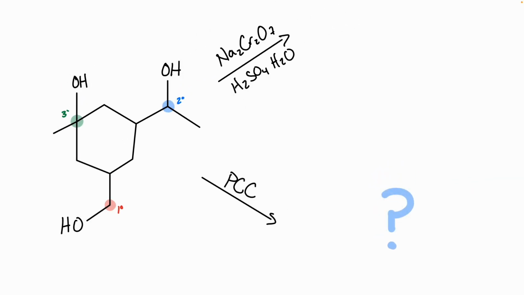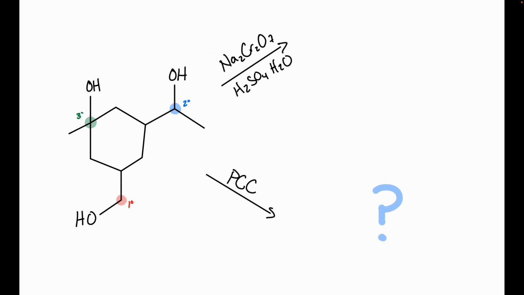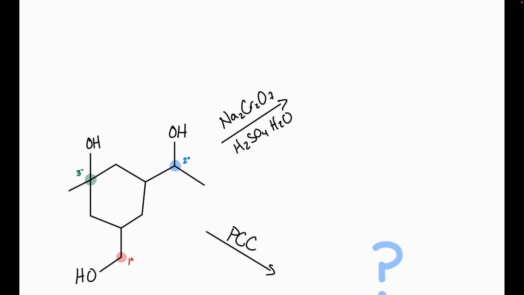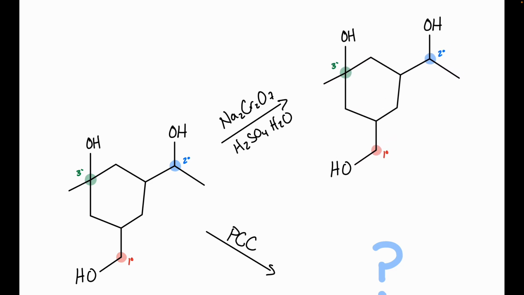If I'm using my strong oxidizing agent, my sodium dichromate, that's not going to touch that tertiary alcohol. Tertiaries can't be oxidized. It's going to oxidize that secondary alcohol to a ketone. And it's going to oxidize that primary alcohol completely all the way to a carboxylic acid.